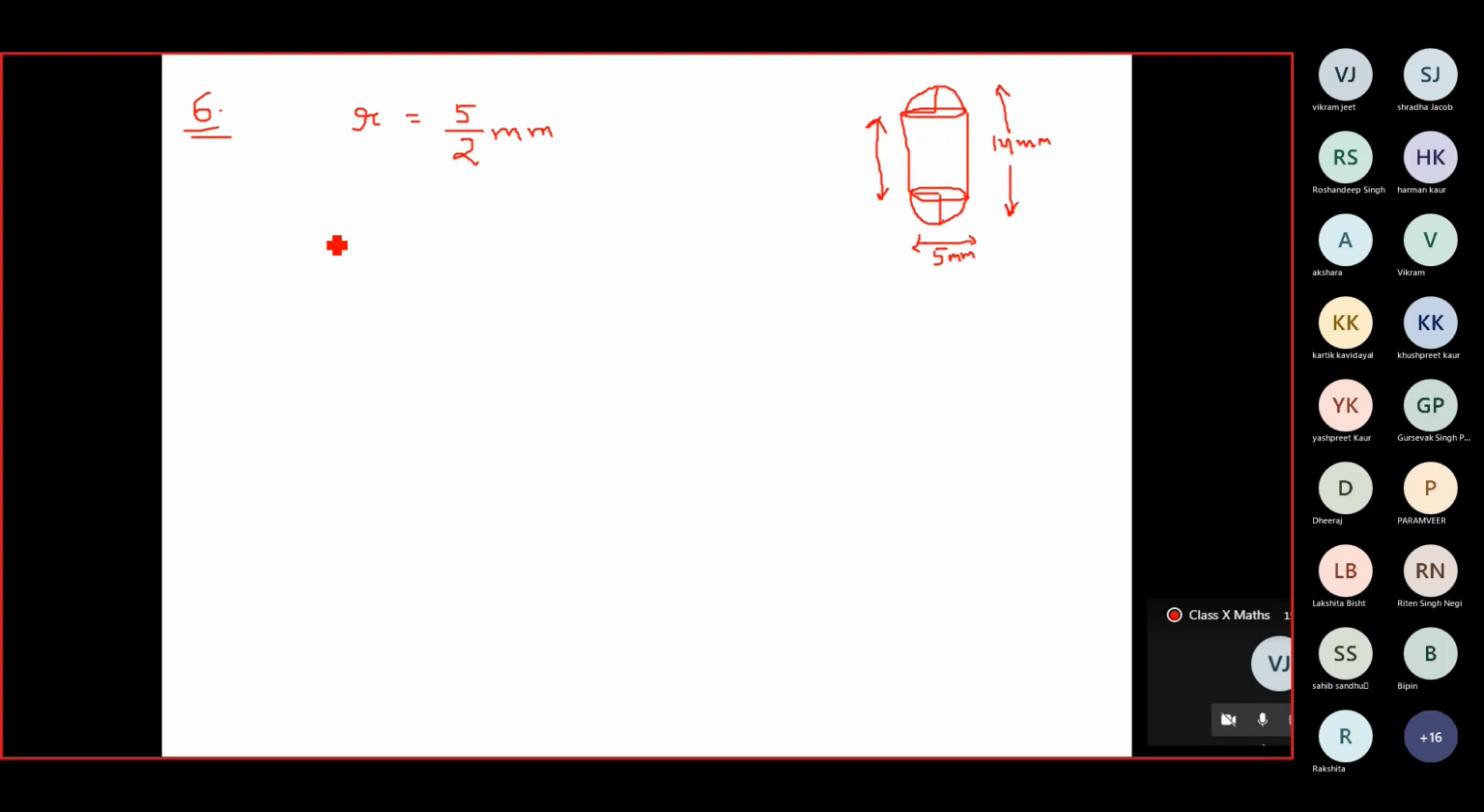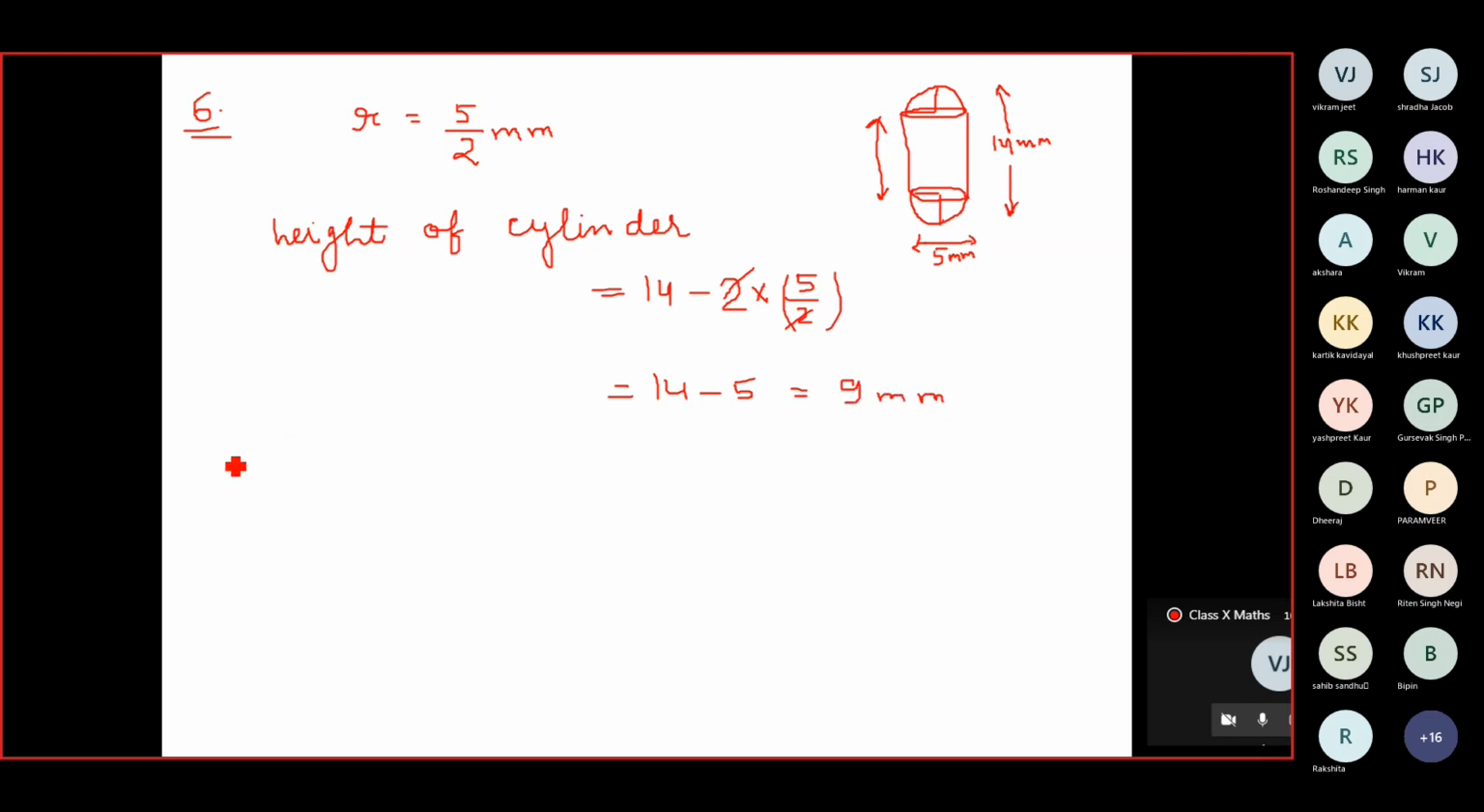So what will be the height of the cylinder, not capsule? Height of cylinder will be equal to 14, the total height, minus 2 times the height of one hemispherical part, which is 5 by 2 only. So the 2 and 2 will get cancelled out. So what you will be obtaining? 14 minus 5, that is 9 millimeter.